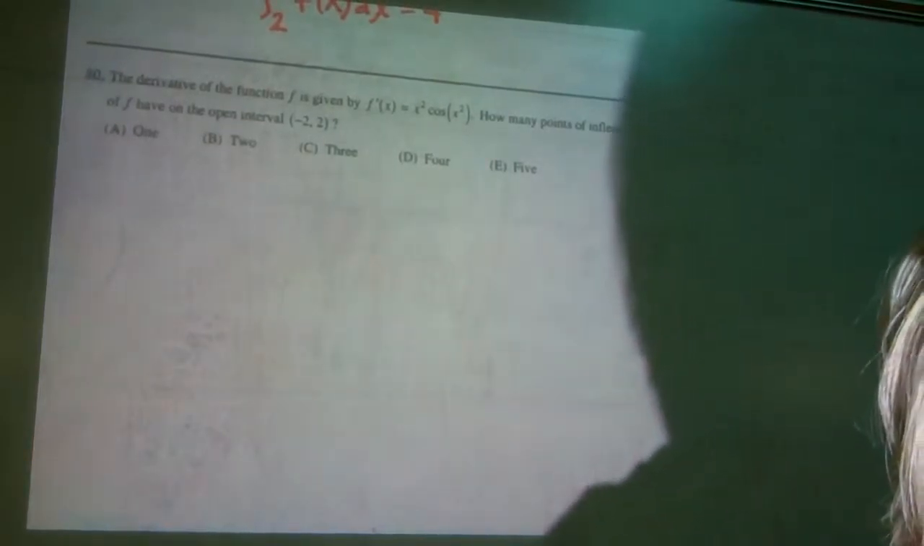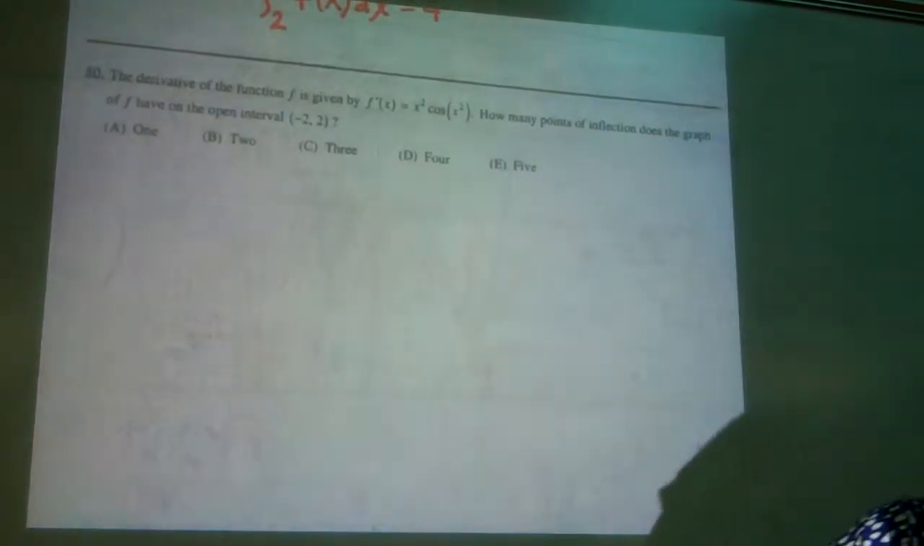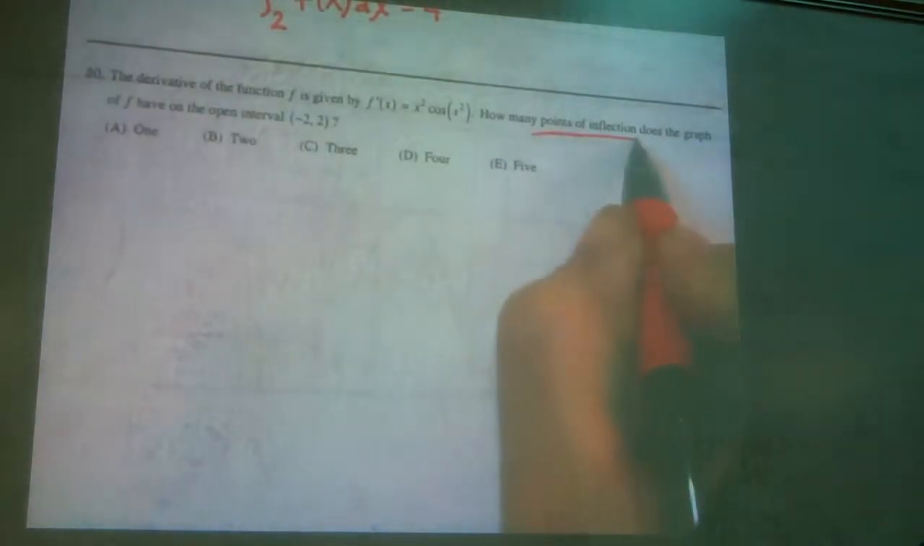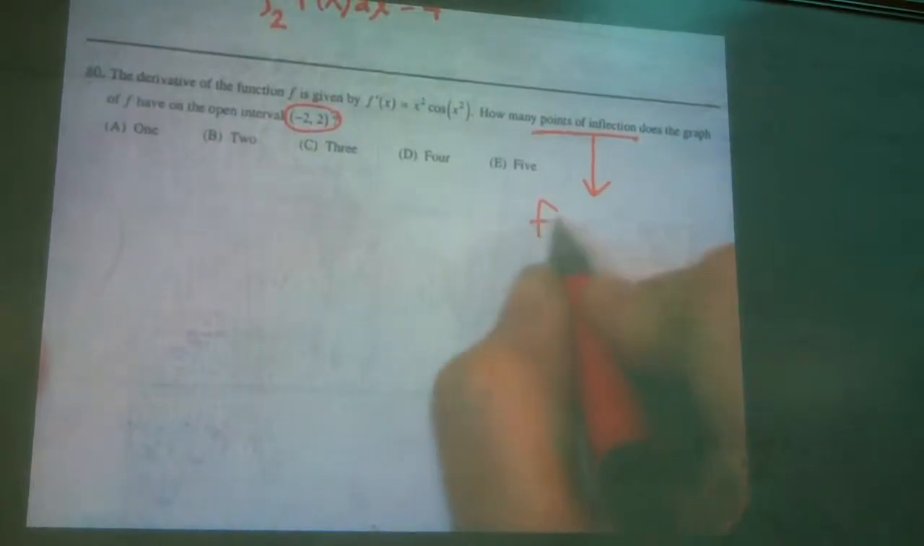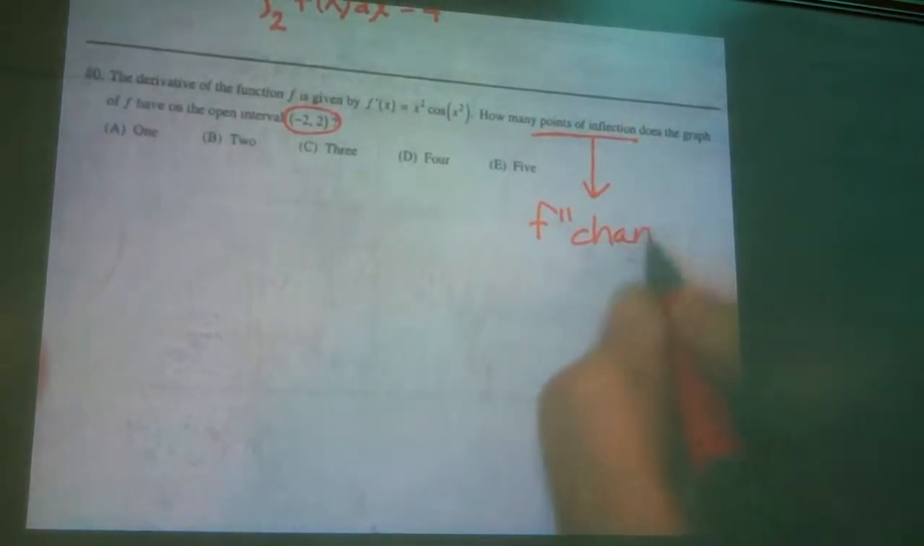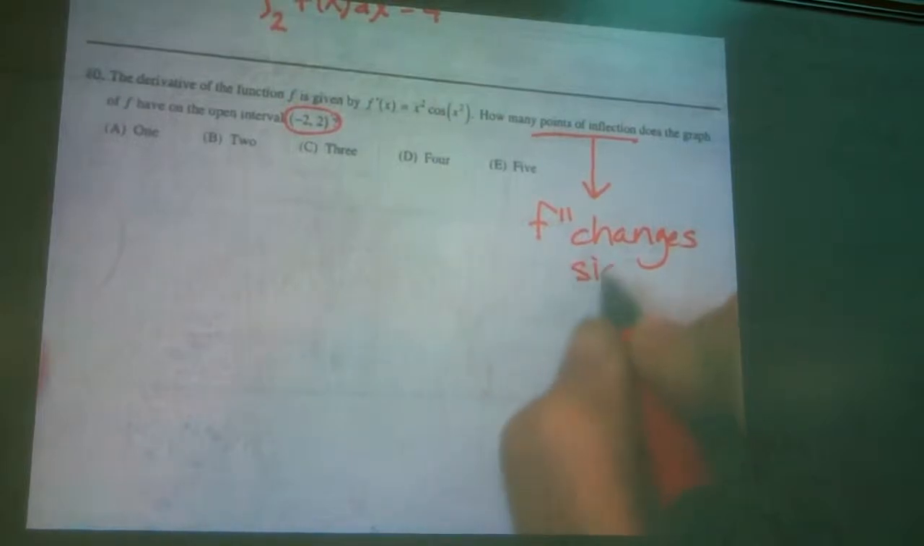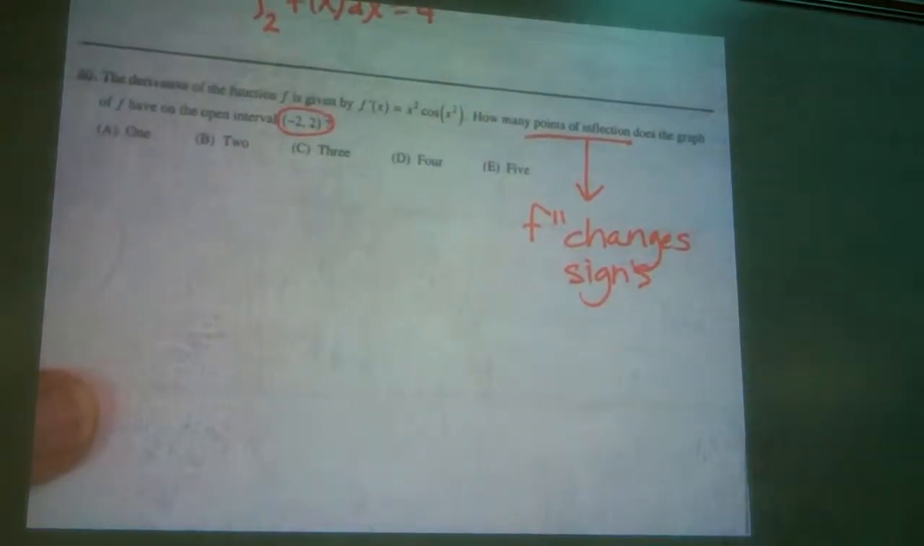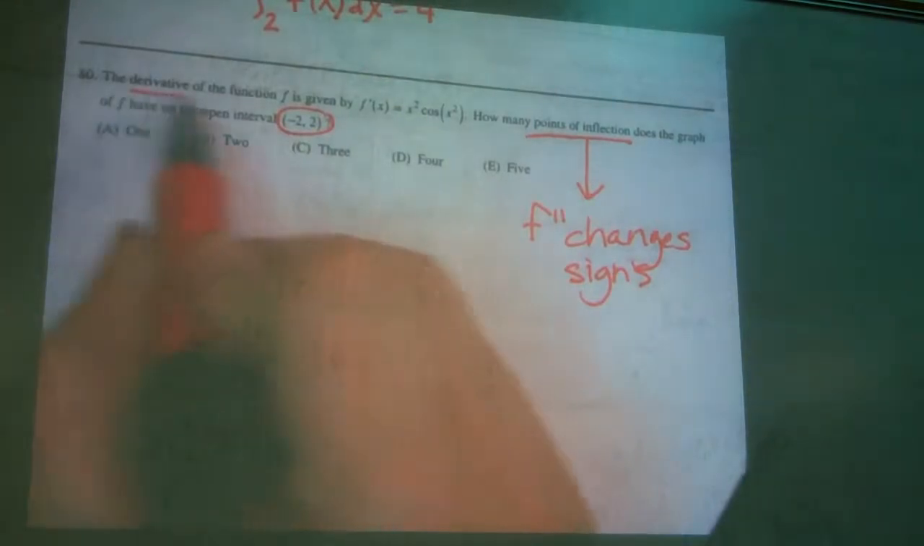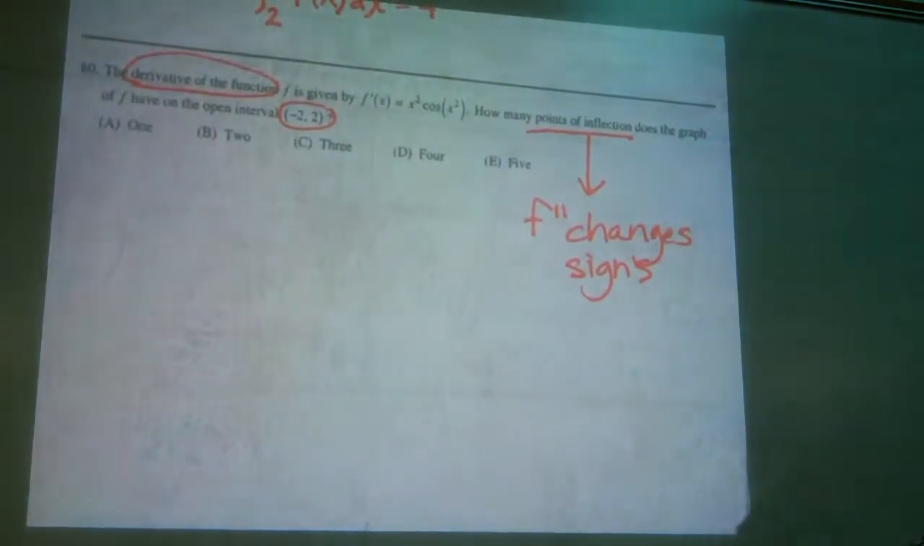Okay. And then the last one, number 80, the derivative of a function is given by, and they give us the equation for the derivative. How many points of inflection does the graph have on the interval -2 to 2? Okay, so when we look at our graph, points of inflection happen if the second derivative changes signs. And when you look at the graph of a derivative, what characteristic of that graph tells you information about the second derivative?